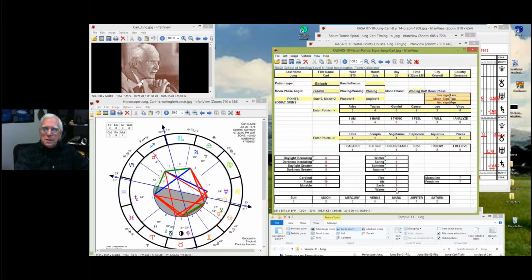Then fire, water, earth, fairly even. 4 fire, 3 air, 4 earth, 3 water. And when we saw the sun, moon, and ascendant, we didn't see the water, but here it's there as much as the communication. So it's a fairly even balance. Masculine, feminine, 7 and 7 between projecting and reflecting, even balance.